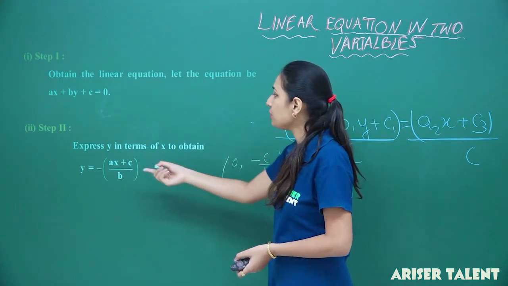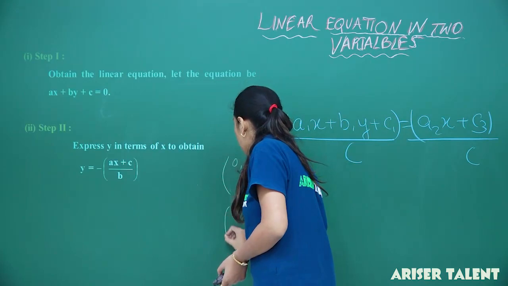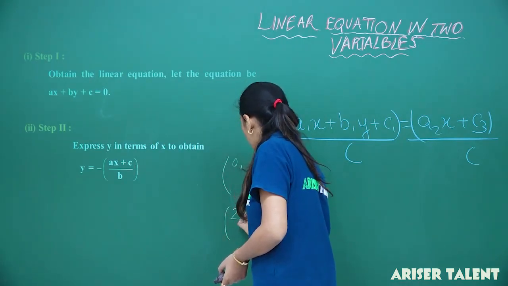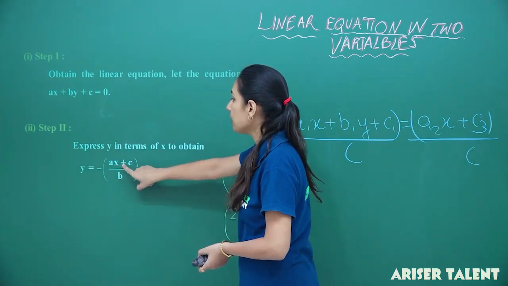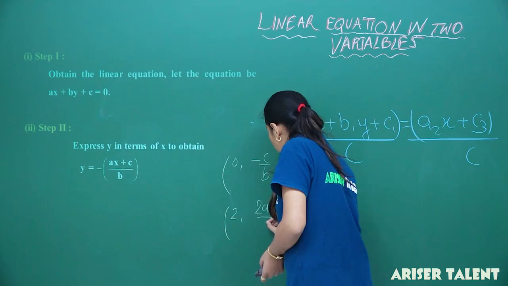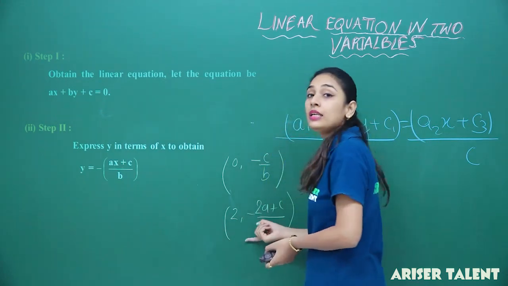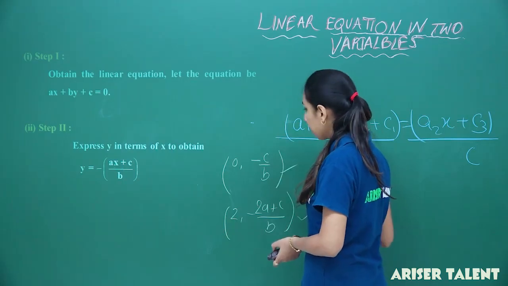Now let's suppose I am taking x equals to 2 in the second one. So that will be x equals to 2 and y equals to minus of 2a plus c by b. These will be the two values. This is the first point, this is the second point of the graph.